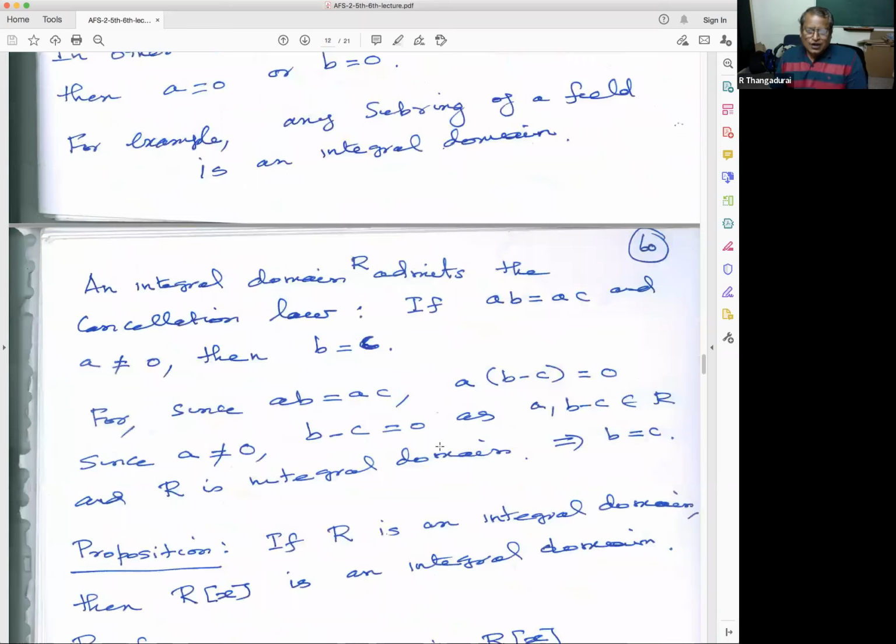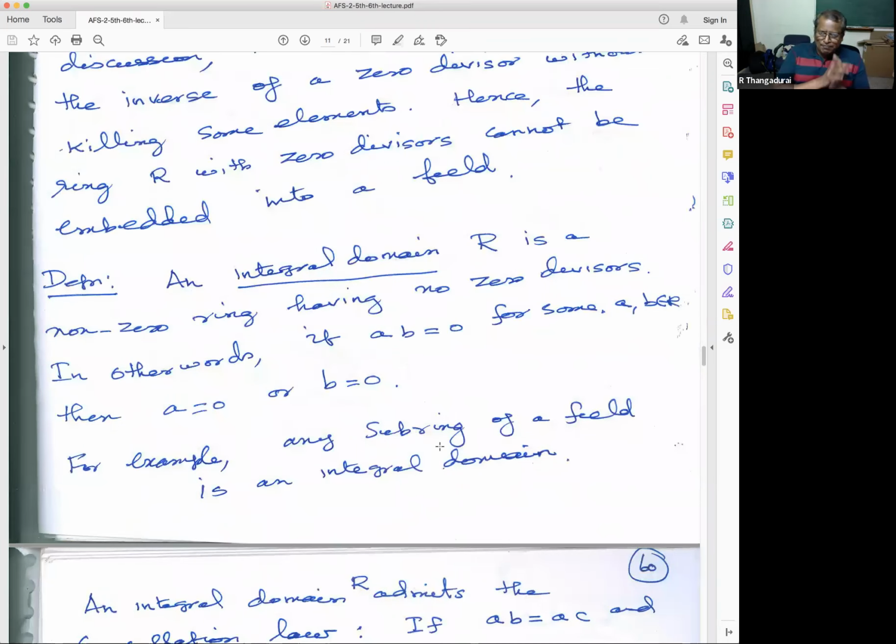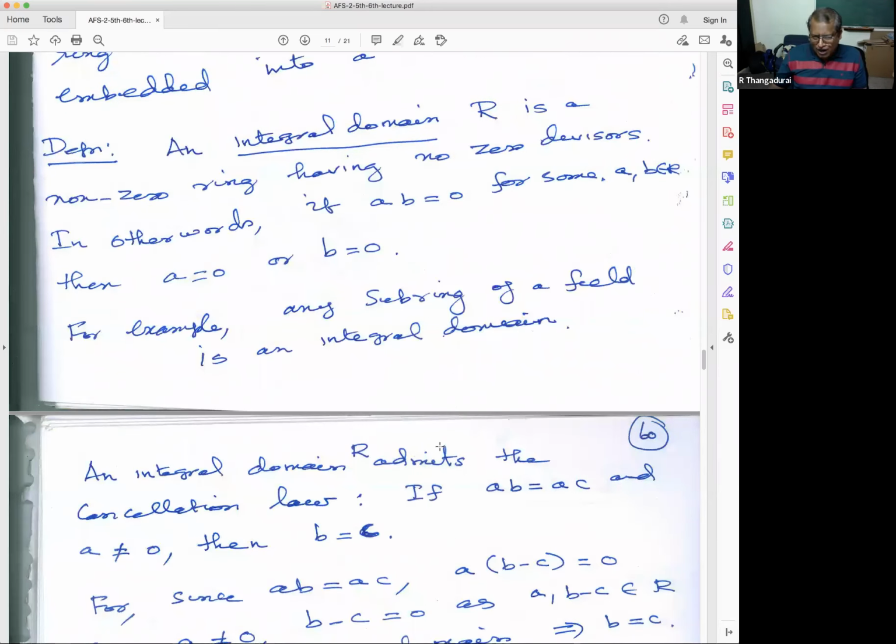So we want to embed every integral domain inside a field. There is a kind of natural field coming. The first integral domain is Z. The very well-known integral domain is Z. Z is sitting inside Q very naturally. That is the one model we are going to follow.